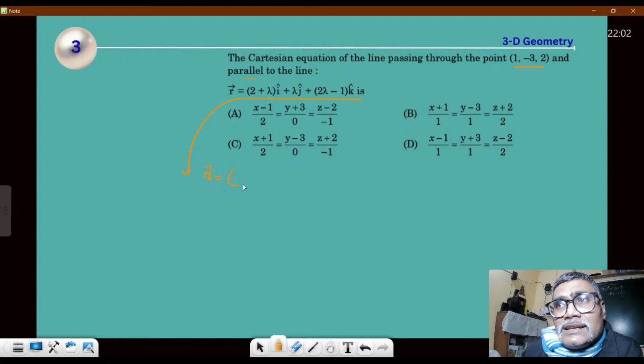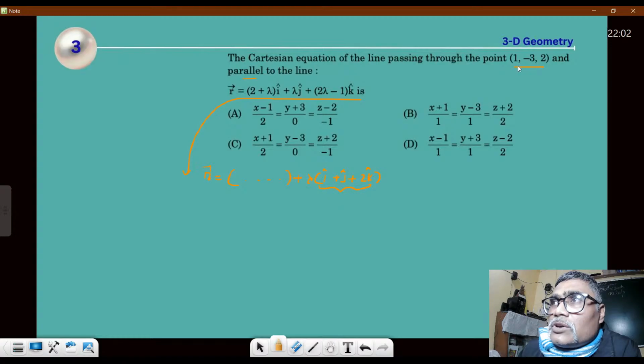So you write here all those which are not related to lambda, and here you write all those which are related to lambda. As it is an MCQ, I don't really bother about this. I'll write only the quantities which are related to lambda. The first one will be i cap. Second one you can see is j cap, and third one is 2k cap. So this is my vector ready.